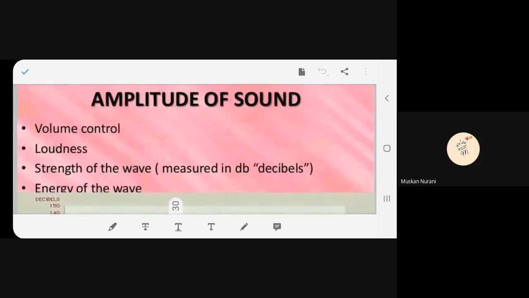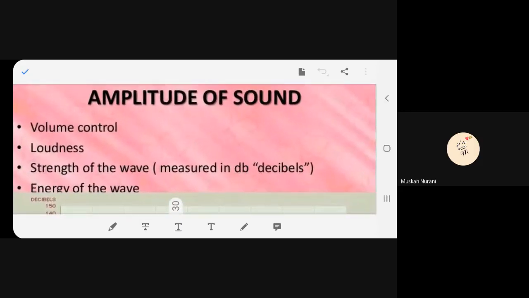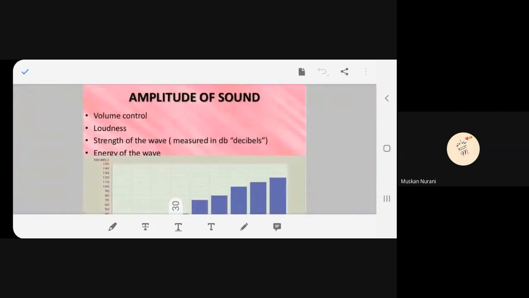Now we'll see what is the amplitude of sound. What does it depend on? Amplitude of sound: number one, volume control. Number two, loudness. Number three, strength of the wave measured in decibels, dB. Number four, energy of the wave. The amplitude of sound depends on these.